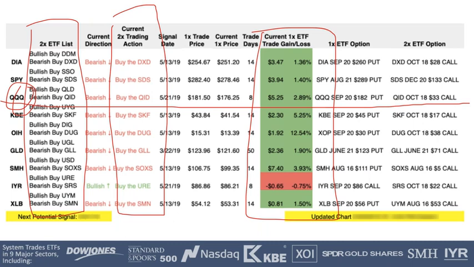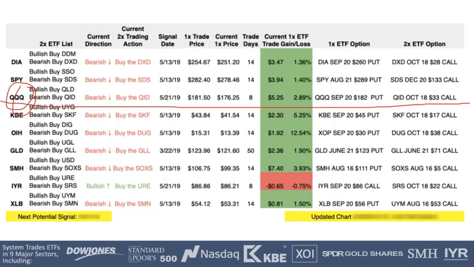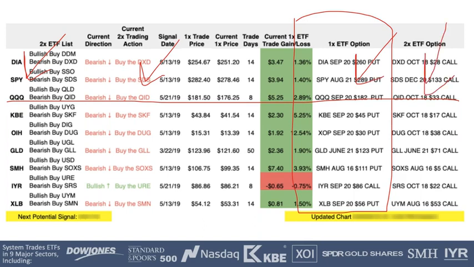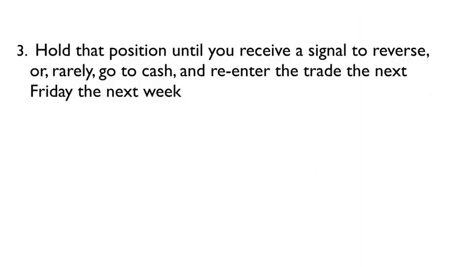Of course, also, like we've talked about, you can also trade the options. We provide the options for you as well. So on this Qs trade, your choices are you could have shorted the Qs. You could have bought the QID. You could have bought this put on the Qs. Or you could have bought this call on the QID. So four different ways to trade exactly the same signal.